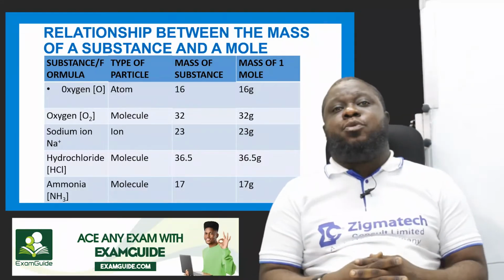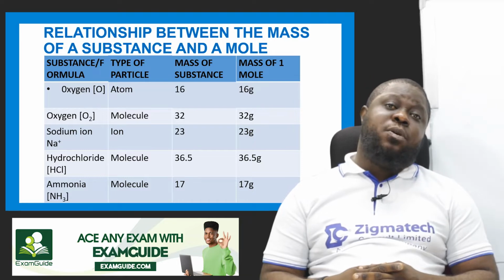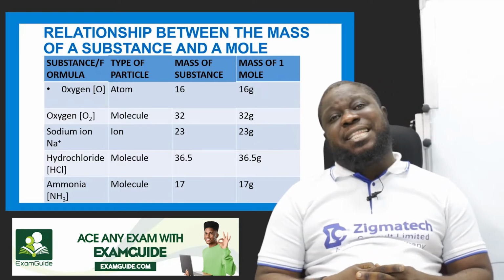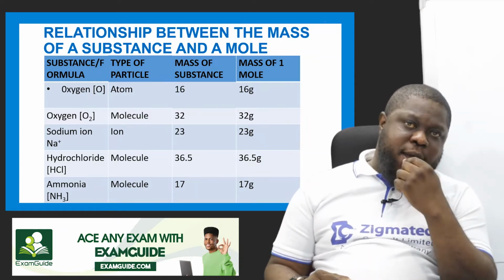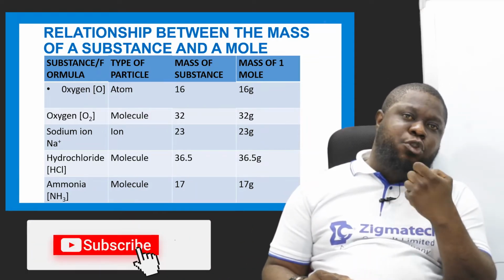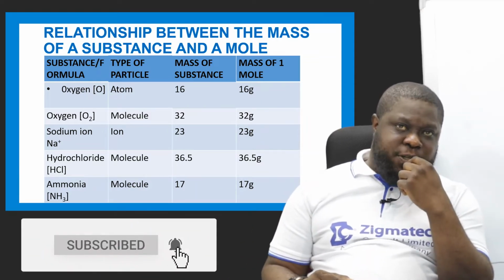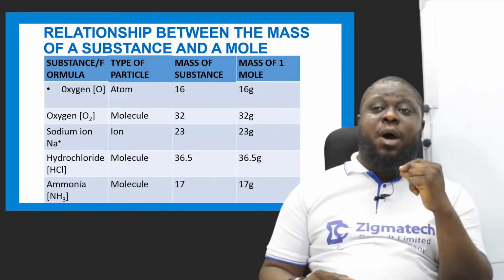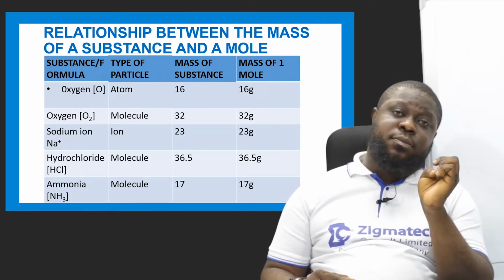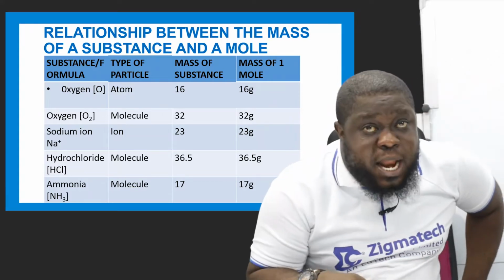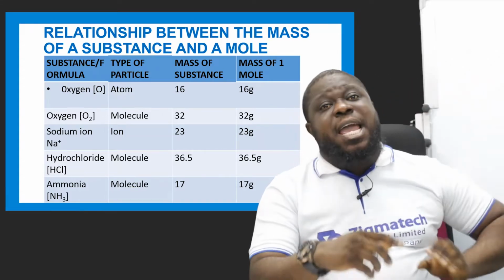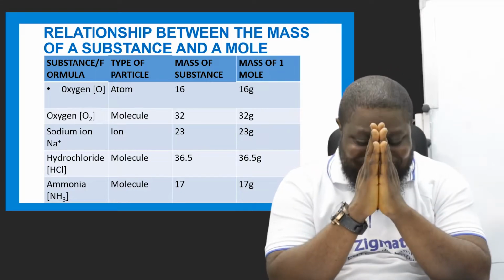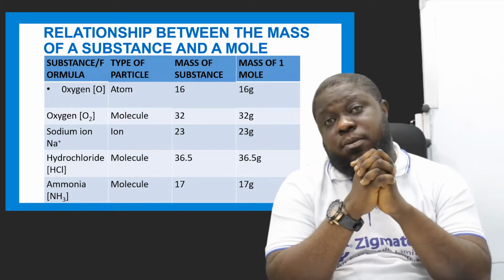Now, the next one: relationship between the mass of a substance and a mole. Substance and its formula, we give oxygen. The type of particle is atom. Why? Because there is no number of atoms present in the oxygen. The oxygen becomes an atom. But if there is any subscript attached to an element, it becomes a molecule. But if the element is just placed as a single element, it becomes an atom.